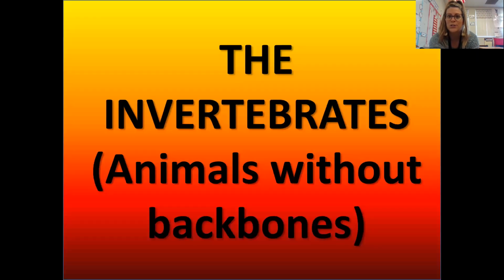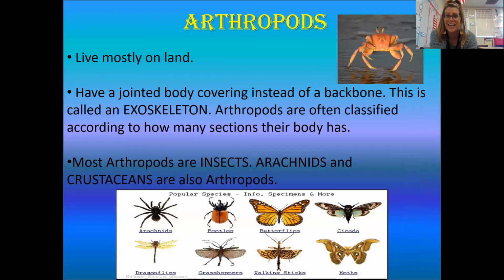Now, moving on to invertebrates. Those are animals without a backbone. So we've got the class arthropods. And arthropods live mostly on land. They have a joined body covering instead of a backbone. And this is called an exoskeleton. Arthropods are often classified according to how many sections their body has. So most arthropods are insects, remember. Arachnids and crustaceans are also arthropods, okay? Crustacean right here.